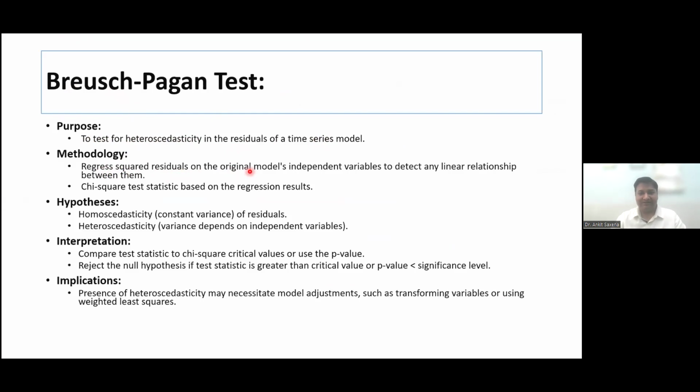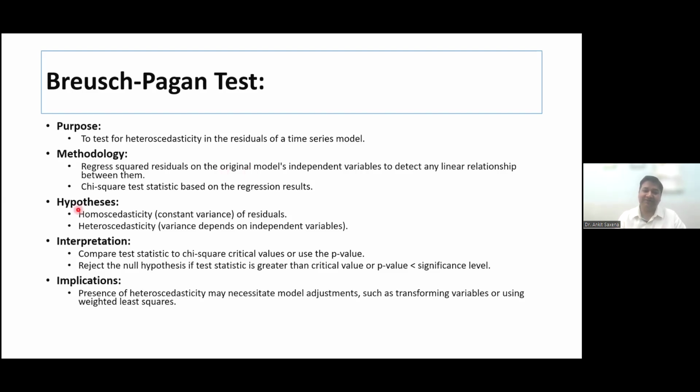So, it's a statistical term, but let me explain it in a simple way. It is basically a type of regression model where you take the squared residual errors as one variable, and then you take the independent variable, and you try to see whether there exists any kind of linear relationship between them. And chi-square is used for that purpose.